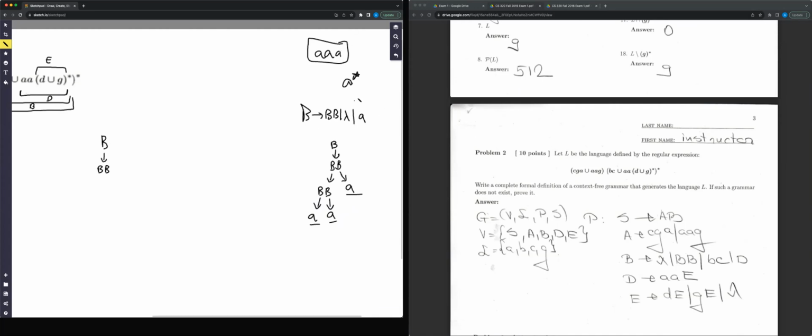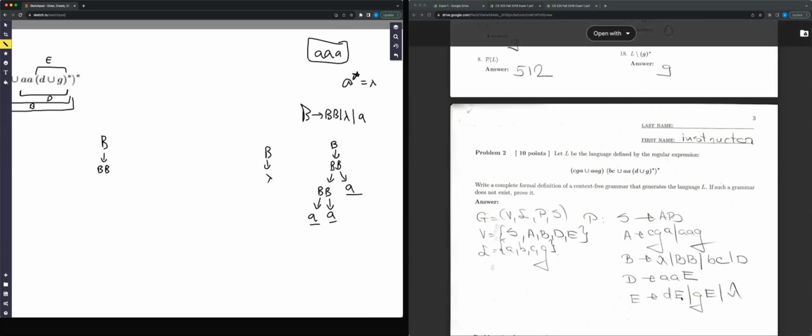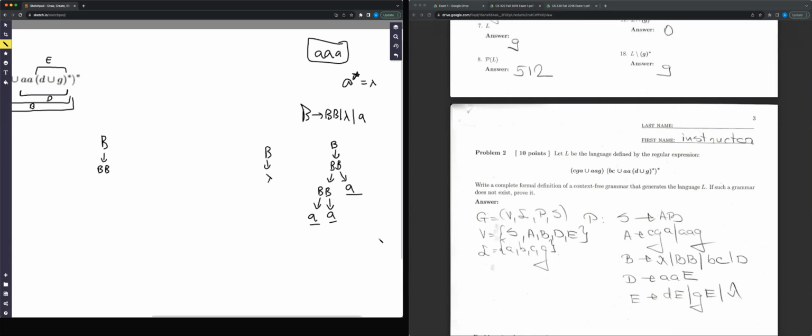The reason we have lambda is to handle this as 0. For example, if I wanted A star to be equal to lambda, then B would have to turn into lambda. There is another way of doing this, and it's right here, but I'll explain that also. Star could be represented as BB.